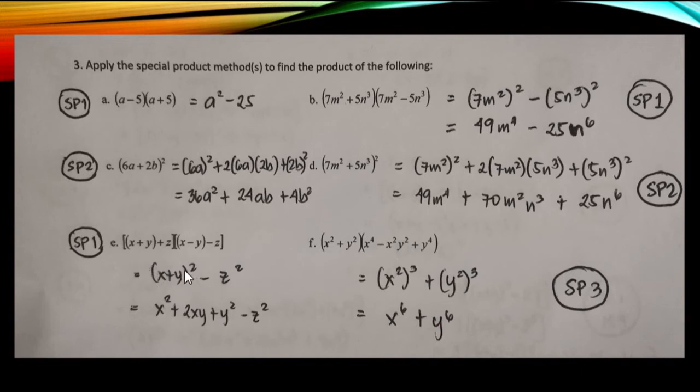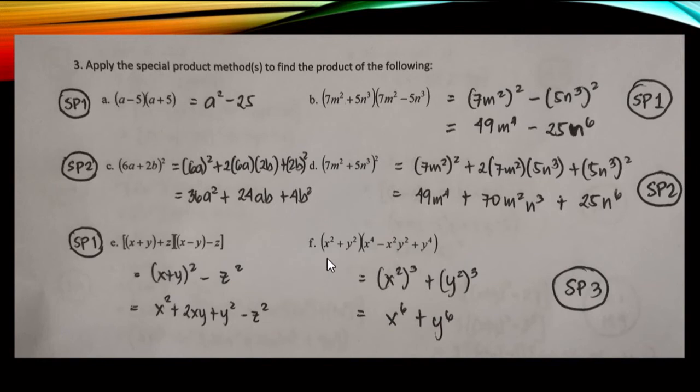Pero kani siya, ato ni siya gihapong ma-expand since ang binomial man is square of a binomial is a perfect square trinomial. So, square ang first term dere plus 2 times the first and the second term, maoning 2xy plus the square of the second term, maoning y squared. So, pay na to ang minus z squared.